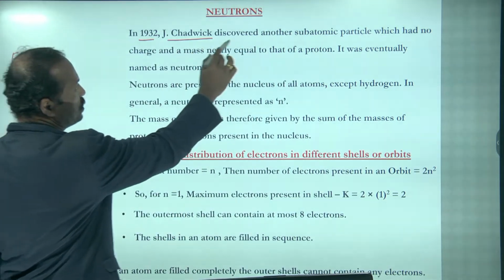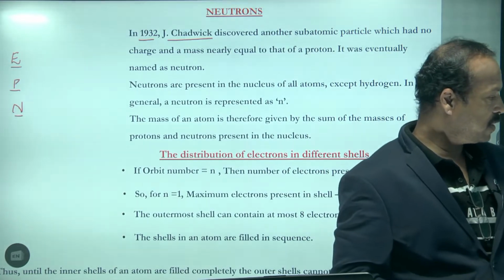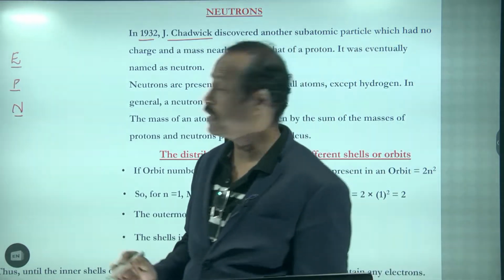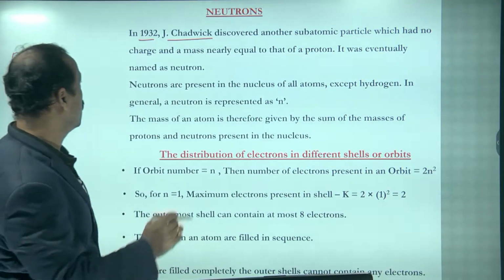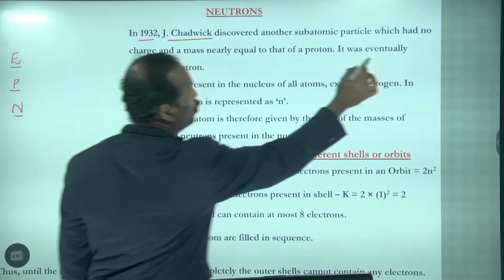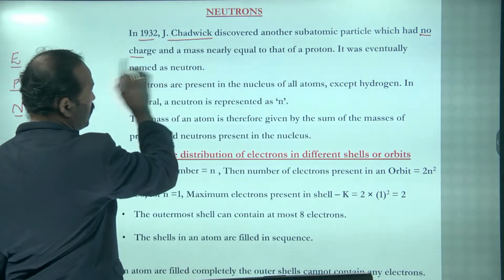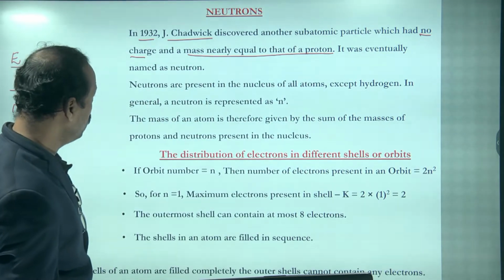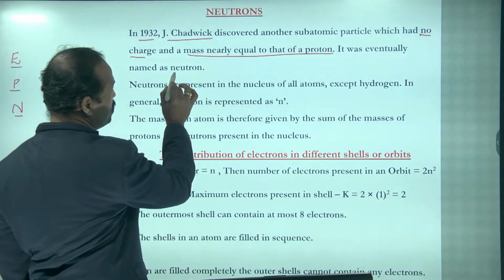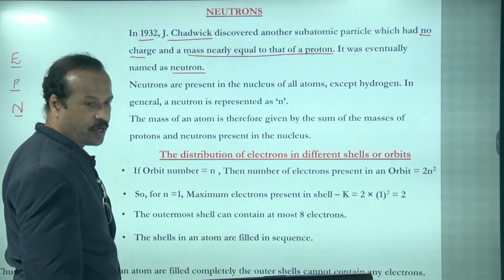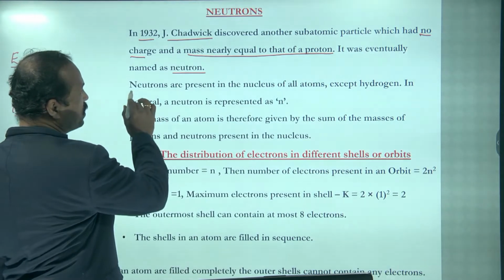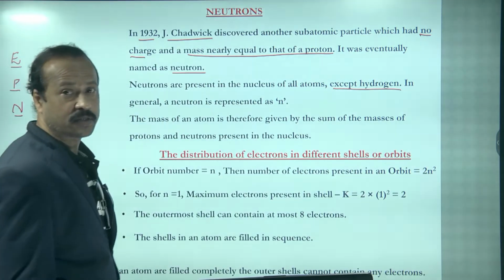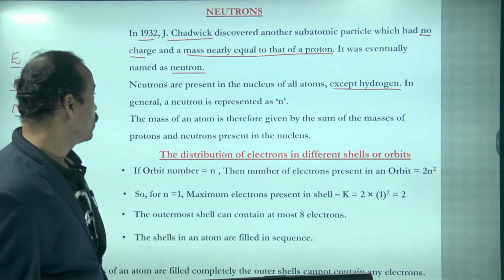So in 1932, Chadwick discovered another particle called a neutron. See here, it has no charge. This is the most important point here. It has no charge, it is neutral, and its mass is nearly equal to that of a proton. As it has no charge, meaning neutral, that is why it was called a neutron. Neutrons are present in the nucleus of all atoms except hydrogen. All the remaining atoms consist of neutrons.